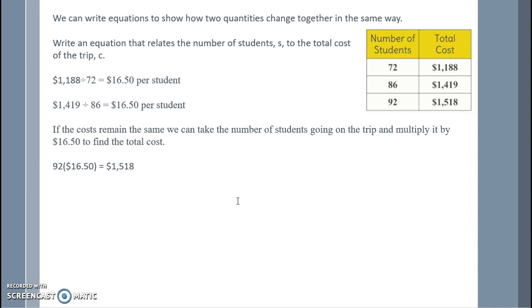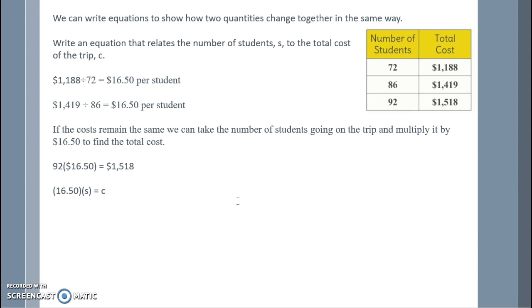So let's try that out to make sure my theory works. If I have 92 students and I take that times 16.50, I sure enough get $1,518. So this works. So 16.50 times the number of students equals the cost.